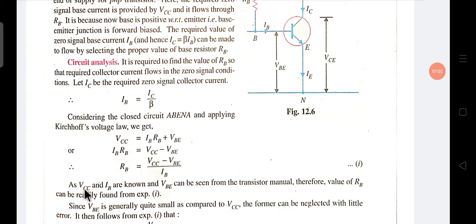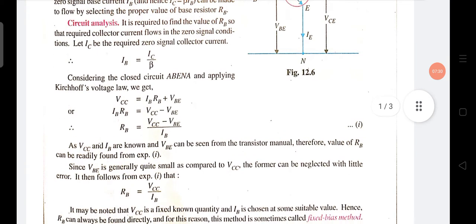As VCC and IB are known, and VBE can be seen from the transistor manual, therefore the value of RB can be readily found from this expression. Since VCC and IB are known, and VBE is from the transistor manual, this is fixed, so we can calculate RB.